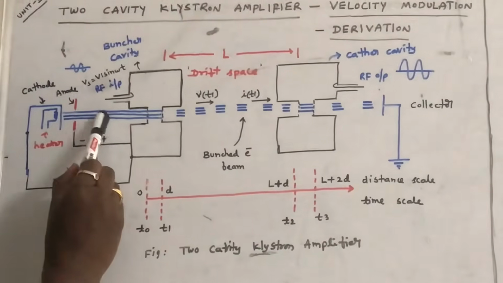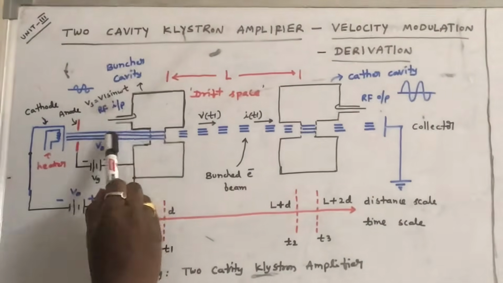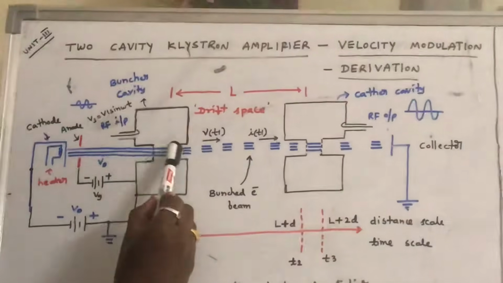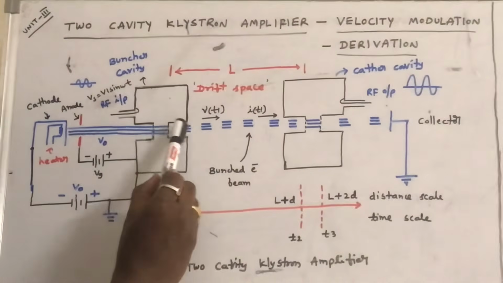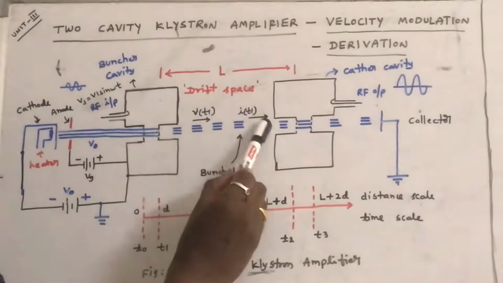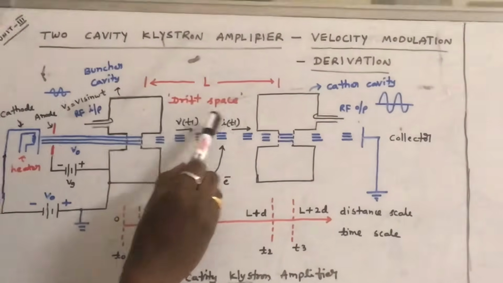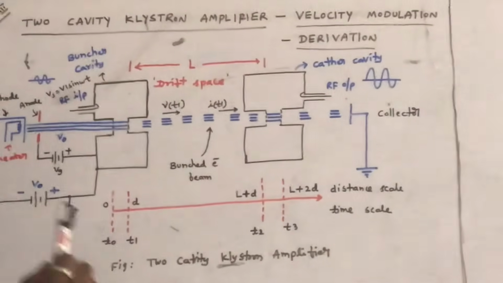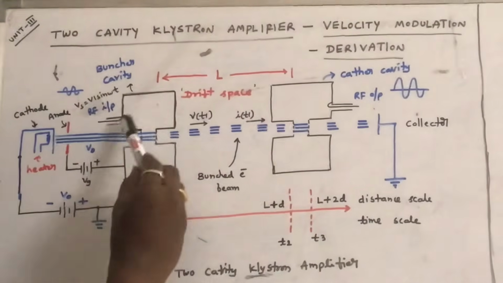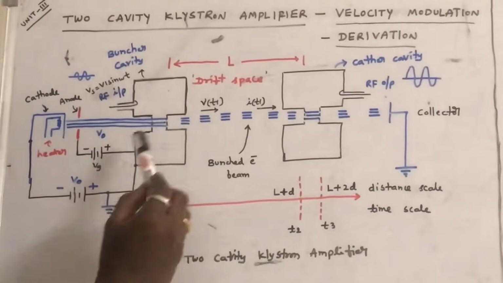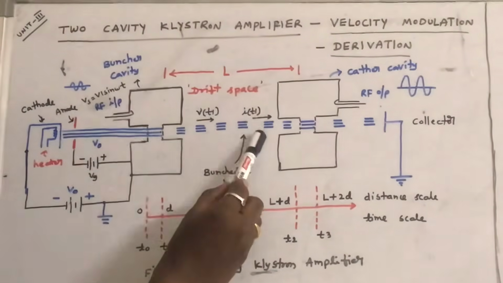Now the velocity of the electrons is V0. Once they leave this cavity gap, the electrons are formed into bunches. This is called velocity modulation, and velocity modulation results in current modulation also. So basically this Klystron amplifier works on the principle of velocity modulation and current modulation.